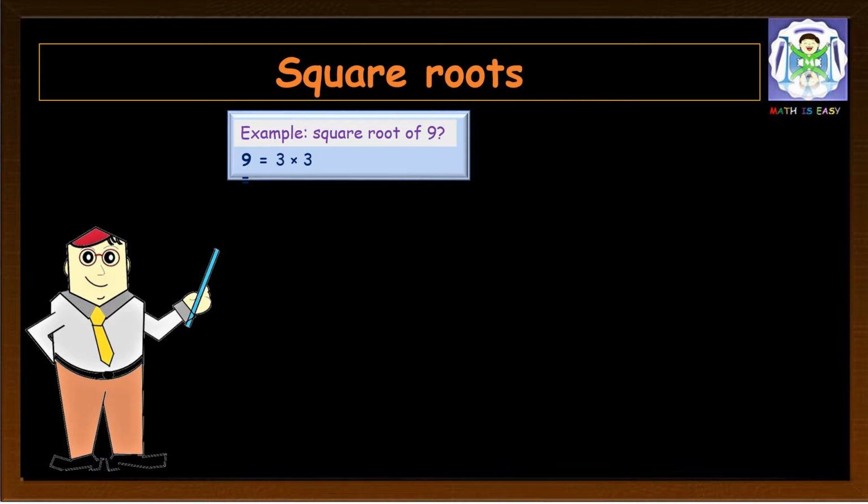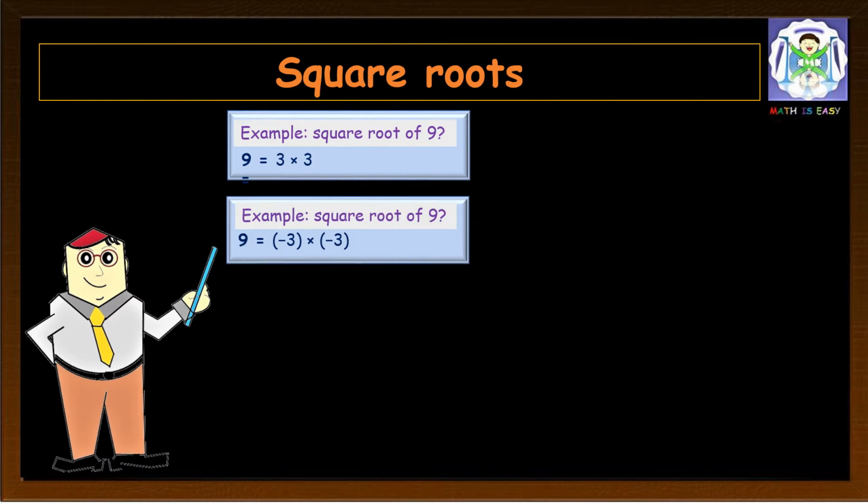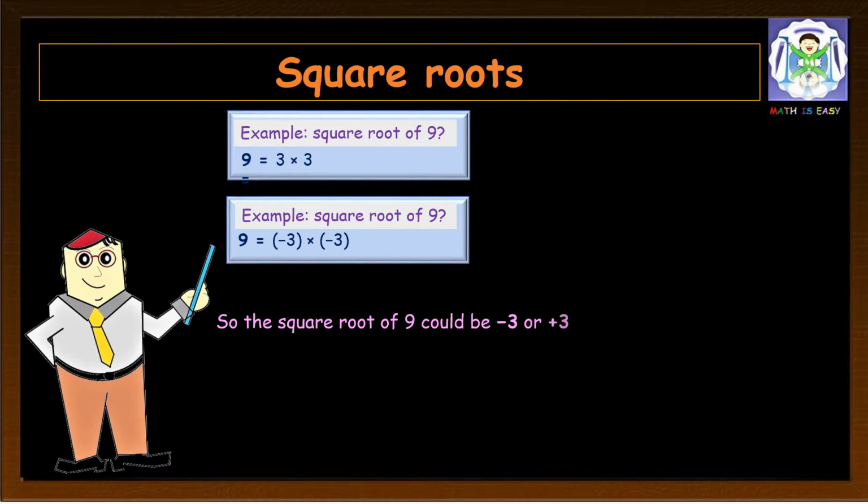But if you think another way, when you multiply minus 3 with minus 3, at that time also you will get 9. Right? So in short, we can say the square root of 9 could be minus 3 or plus 3. Whenever you have to find the square root, it will always be minus that number and the positive that number.